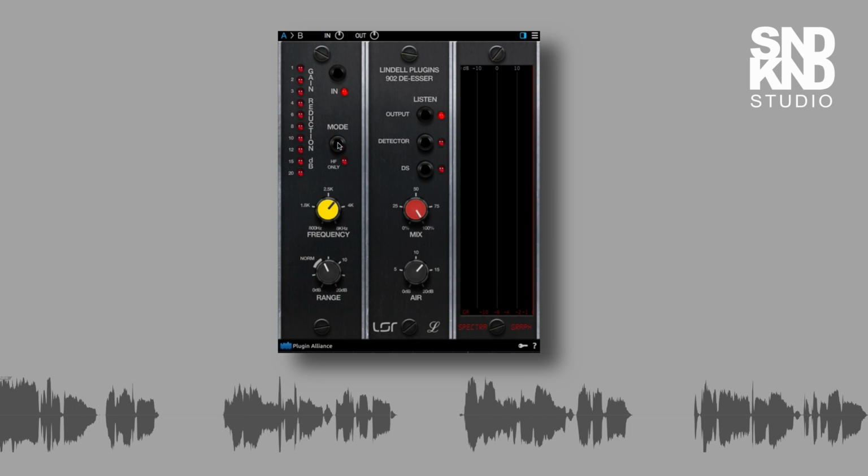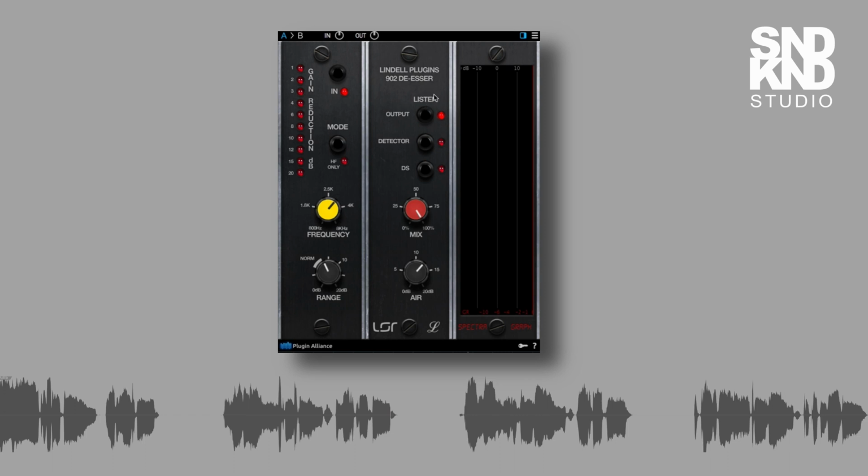Okay, looking at our de-esser, let's just take a quick look. We have the in, we have the mode button. The mode button is simply the high, it's only going to target high frequency. So anything above the range of the frequency selector is what it's going to target. We have a range rotary encoder here. Normally we're going to keep it somewhere in the range that it says normal. So it's anywhere between 5 and 10 dB.